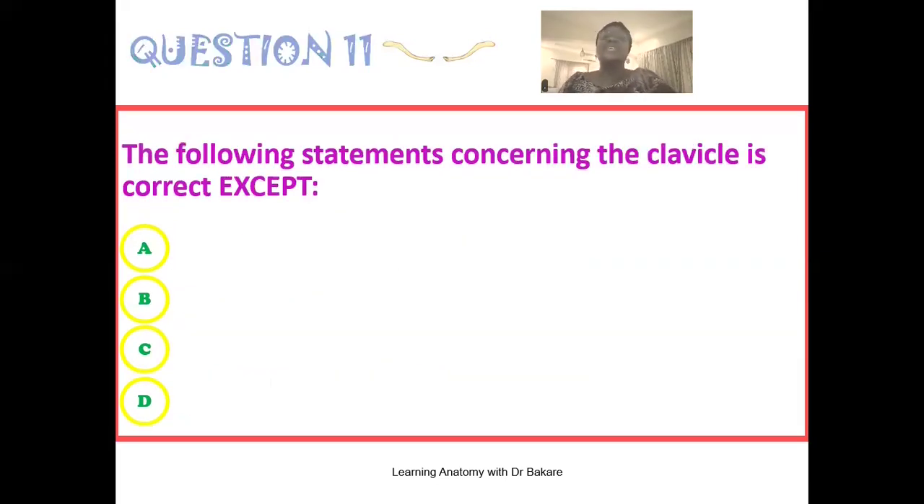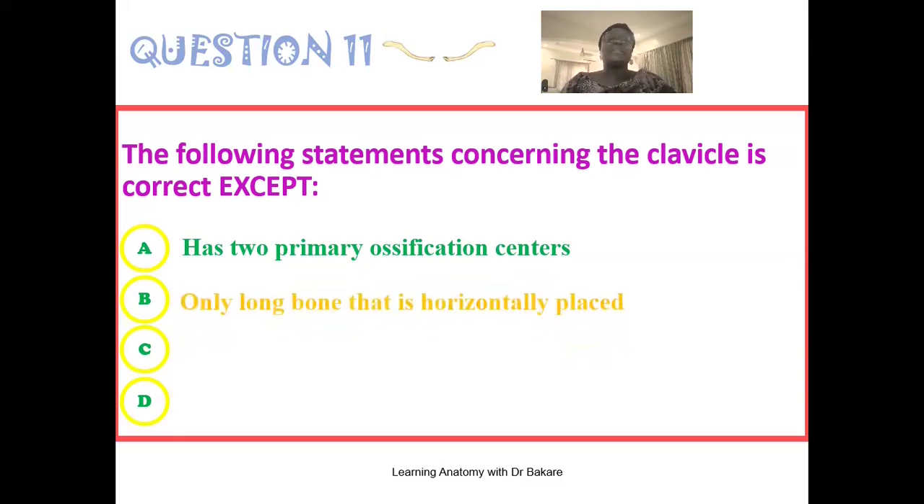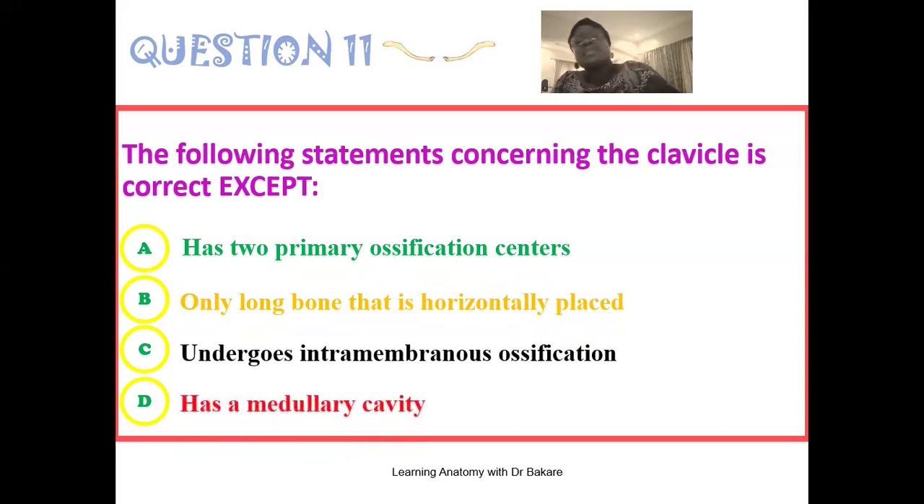So now let's go to the 11th question, and this reads that the following concerning the clavicle is correct except the fact that it has two primary ossification centers? Is it except the fact that it is the only long bone that is horizontally placed? Is it the fact that it undergoes intramembranous ossification? Or is it except the fact that it has a medullary cavity?